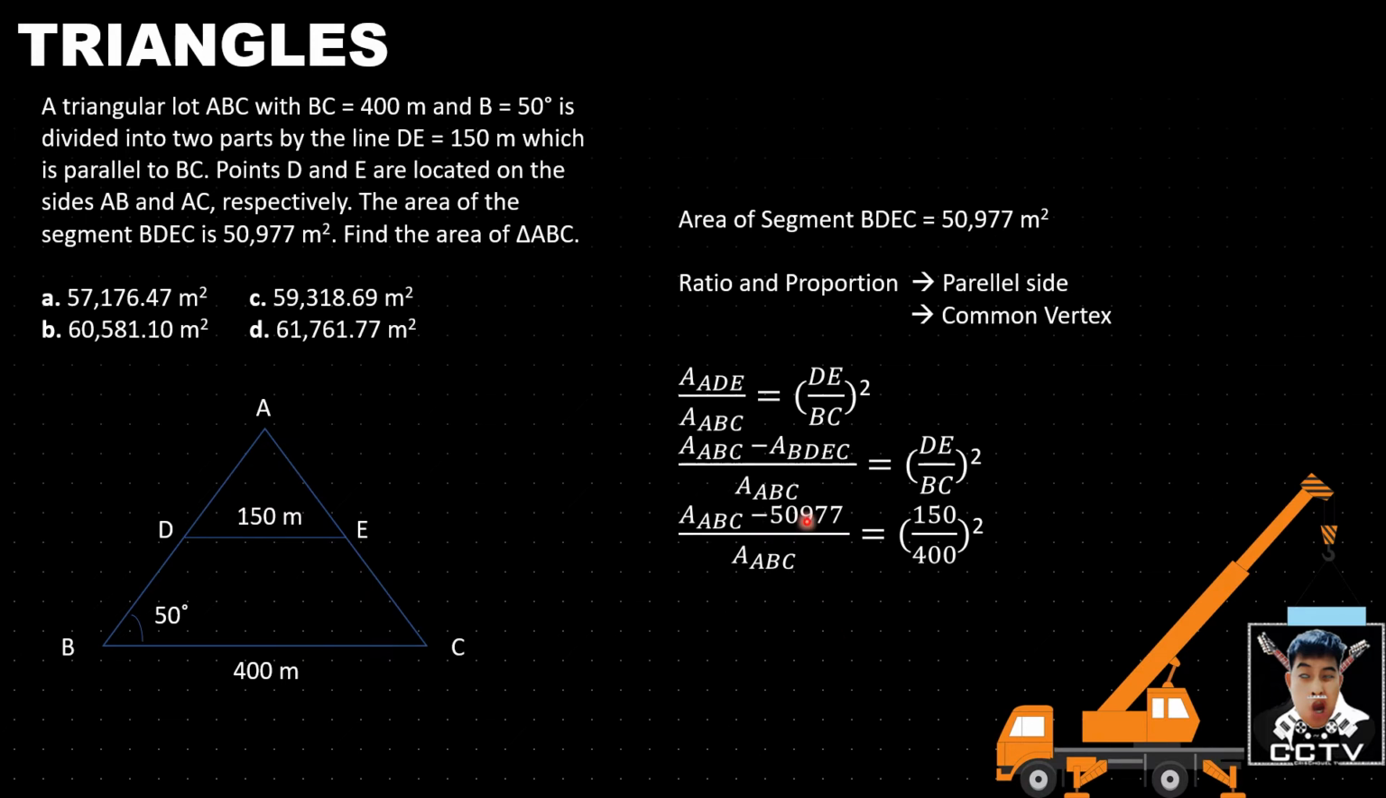And then, we all know that the area of trapezoid is 50,977. And retain this one. And we all know the measurement of these two segments. And that's it. You'll get area of the triangle.